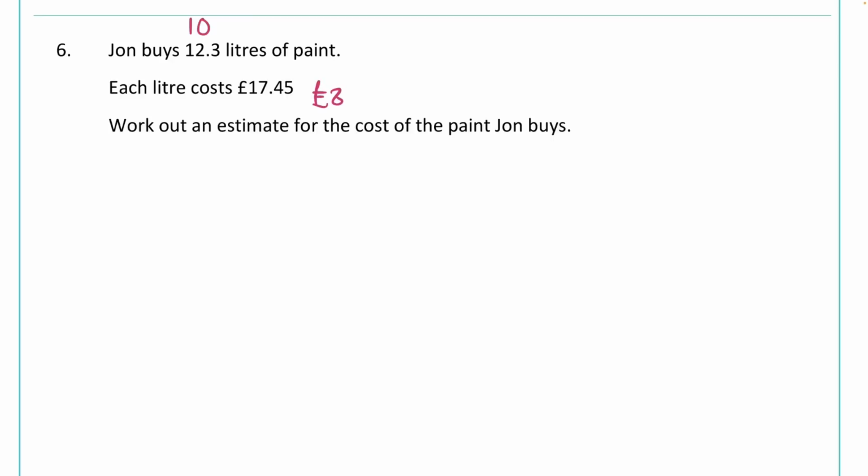Now, you could argue, of course, that different rounding would be absolutely fine. I'm sure it would be easy enough to do 10 times 17 instead, but we're going to get the full marks for using one significant figure, and 10 times 20 is a really nice quick calculation for us to do. We get a final answer of £200.